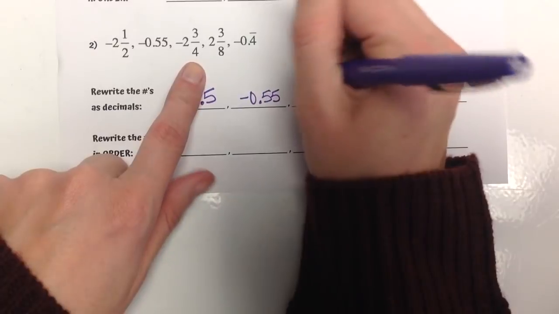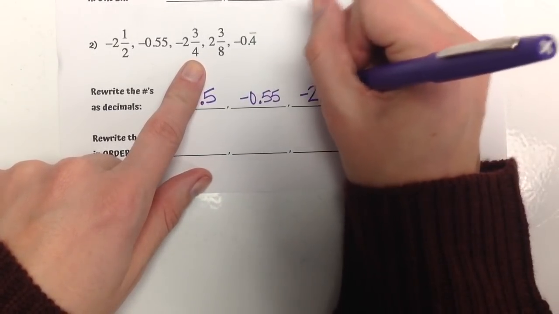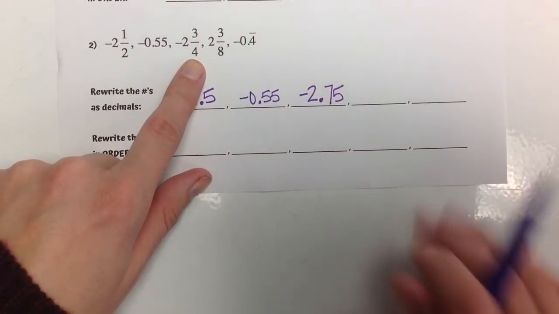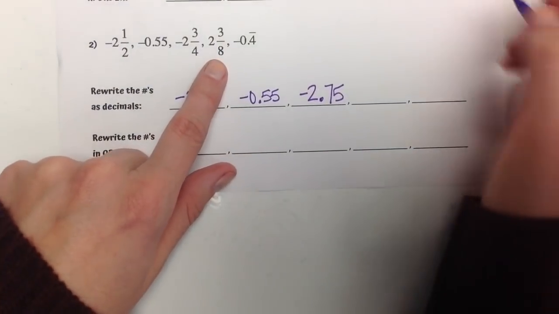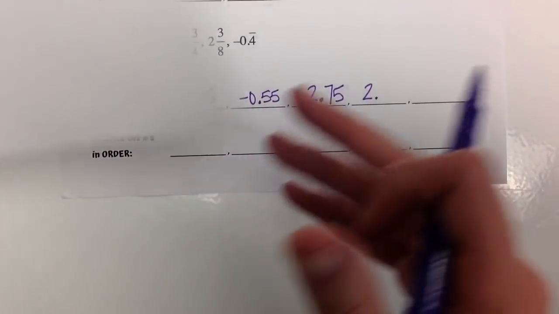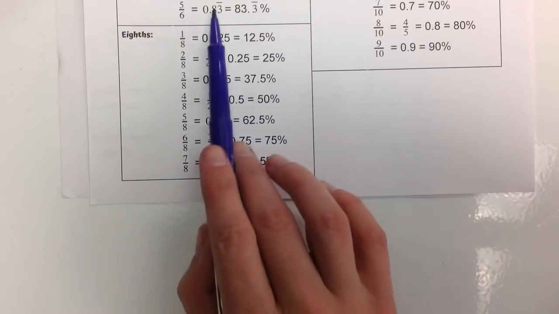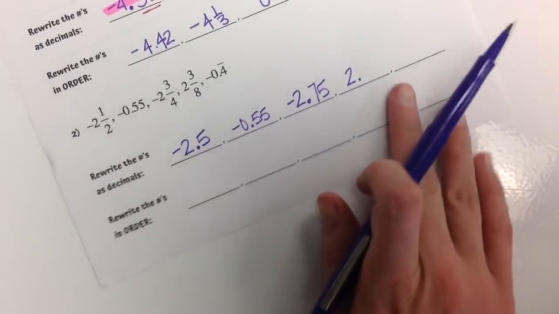Third number, -2, and then the fractional part, 3/4, maybe you know it. If not, use your conversion chart, is 75. Then we've got 2 3/8, maybe you know that one. If not, look at your conversion chart, 3/8 is 0.375.